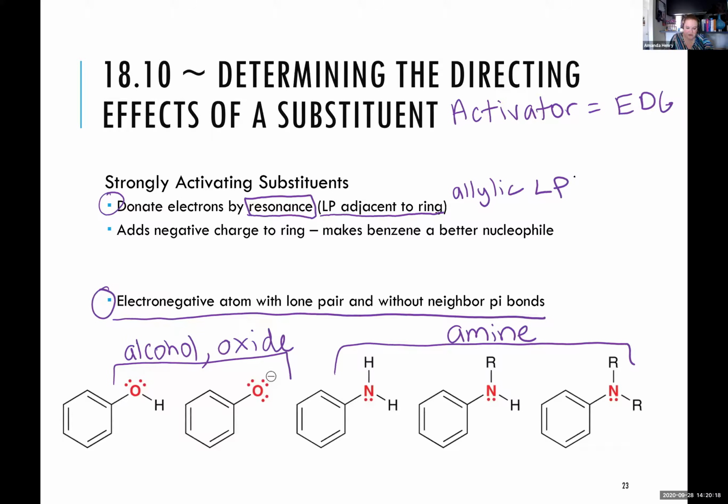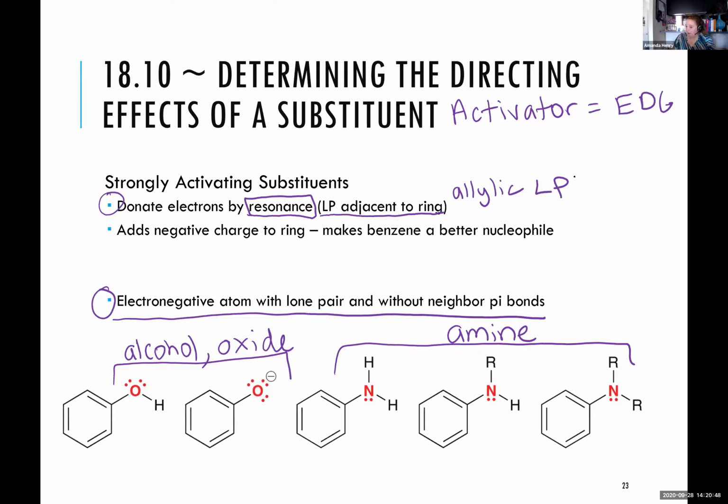Now, on that last bullet point that I don't have circled yet, it says that it's going to add a negative charge to the ring to make it a better nucleophile. So we will see this in a couple slides. I'm going to draw out all of the resonance for one of these so we can see how that negative charge is in the ring. But really, this is the idea for all of our activators. We're increasing that negative charge to make it a better nucleophile.